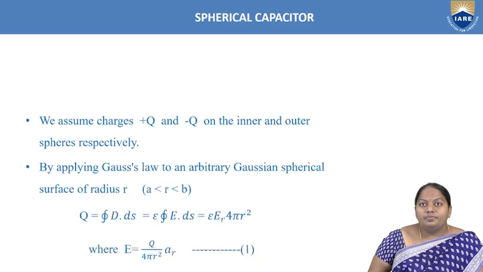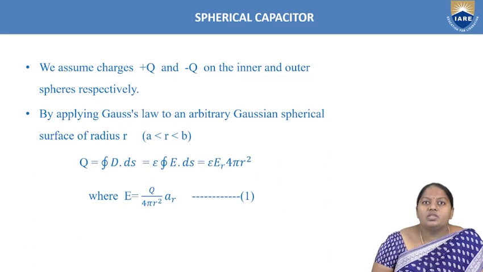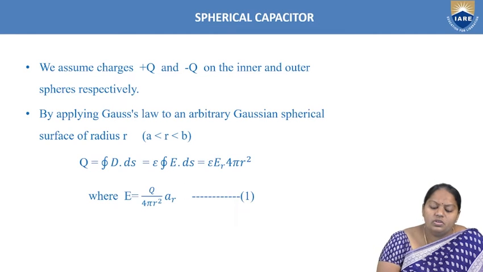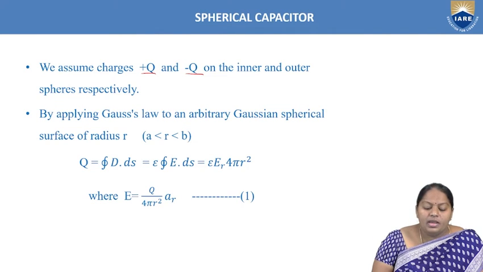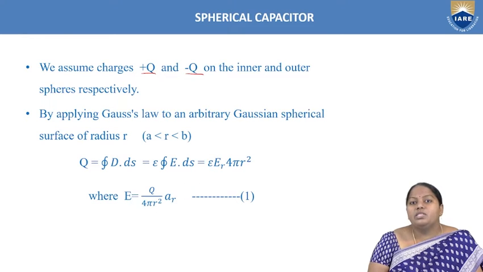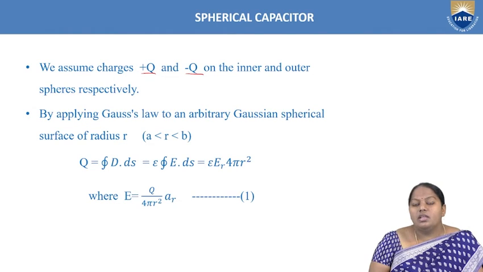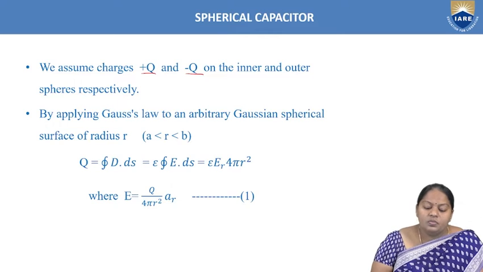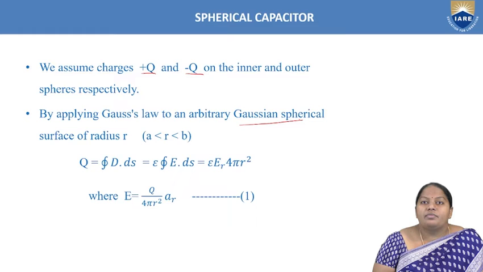Right? Now, based upon this, the charges are uniformly distributed on the respective plates 1 and 2, meaning we assume plus q and minus q on the inner and outer spheres respectively. Since the charges are uniformly distributed on plates 1 and 2, we need to apply Gauss law. If symmetrical charges exist, then we need to apply Gauss law. So we apply Gauss law to an arbitrary Gaussian spherical surface.